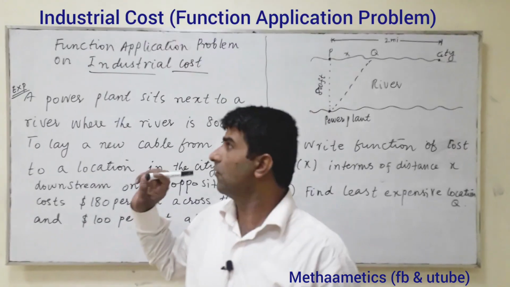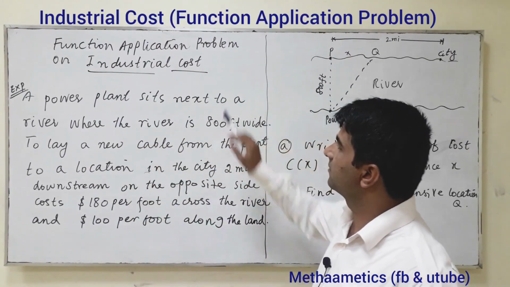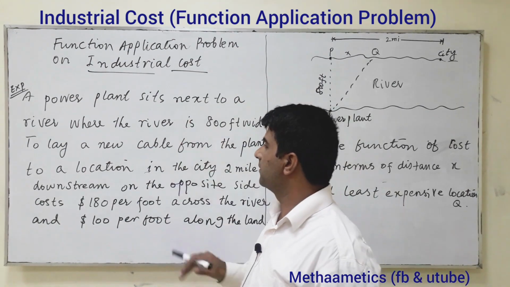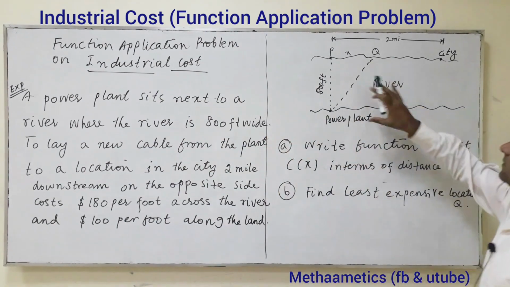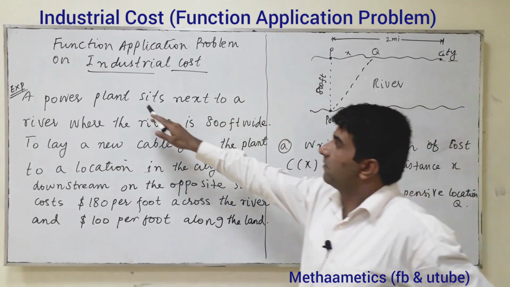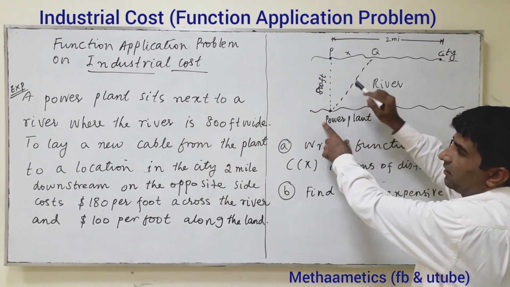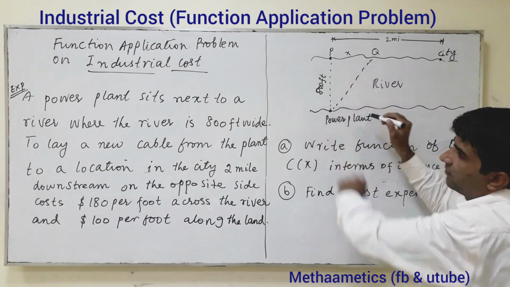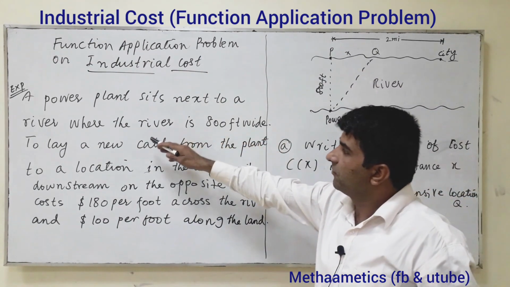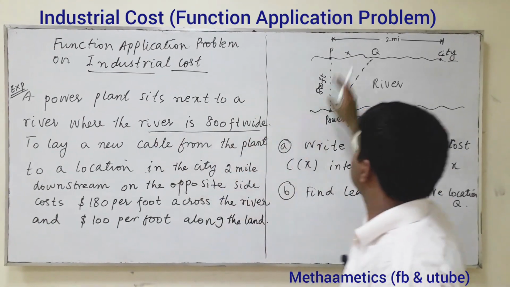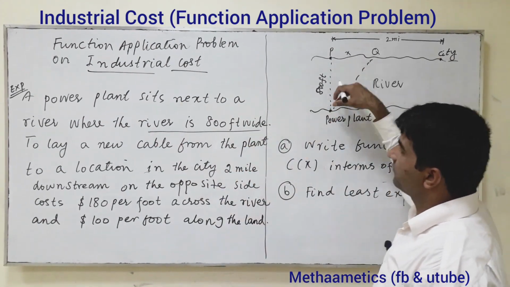In this problem of the function, we have to find the industrial cost for a power cable. In this problem, a power plant sits next to a river, where the river is 800 feet wide.